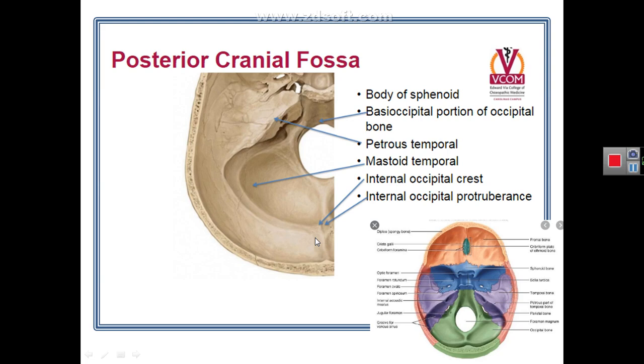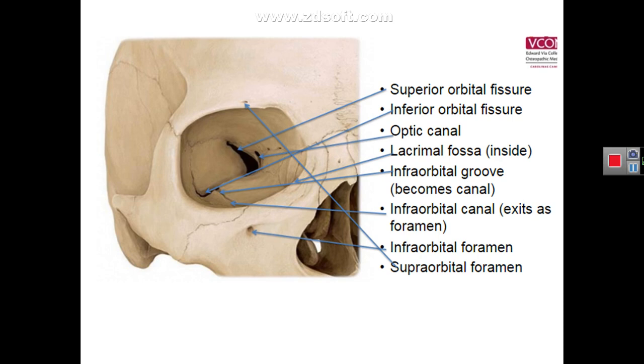These are the main features of the posterior cranial fossa, and this is the end of the description of the cranial cavity. Now we will describe another special region, which is the orbit.